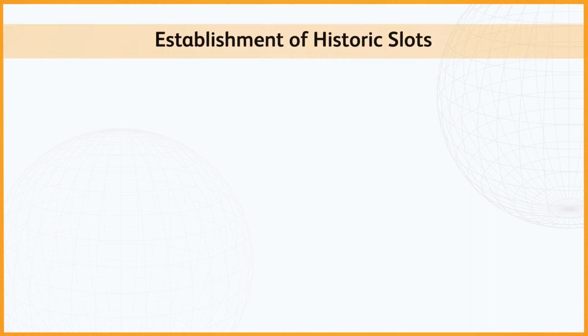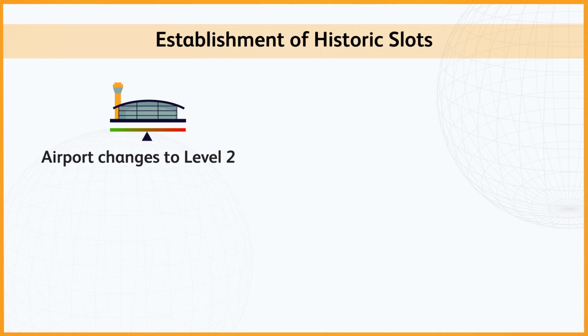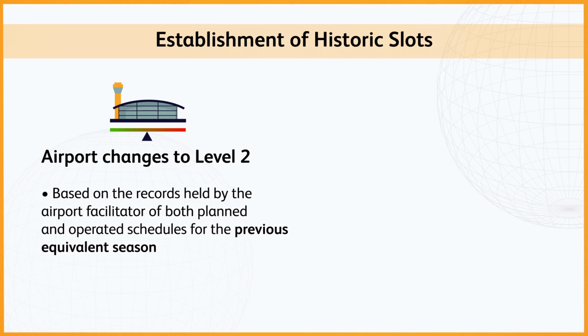Implementation of Level 3 coordination. Establishment of historic slots. Level 3 status is considered the last resort in addressing an airport's infrastructure and capacity constraints. The allocation of slots to an airline requires adherence to an objective set of criteria and rules. If the airport was Level 2, this determination is based on the records held by the airport facilitator of both planned and operated schedules for the previous equivalent season.